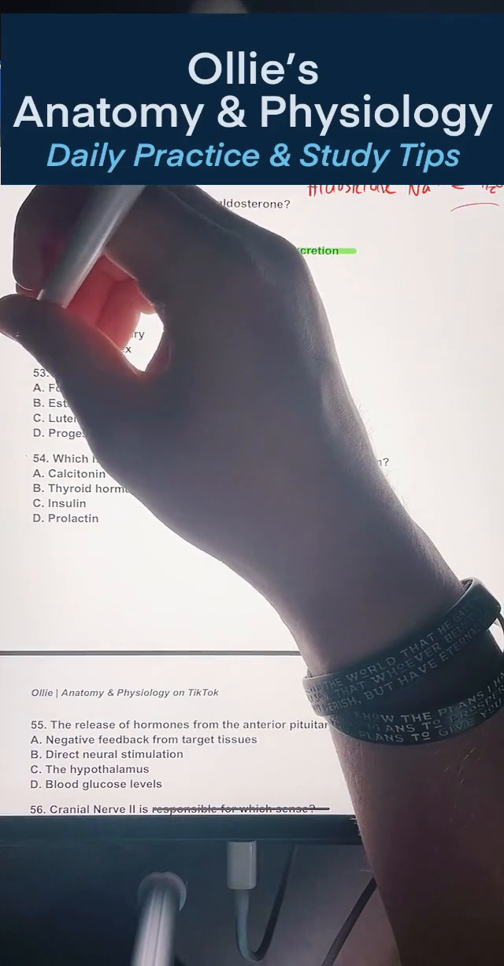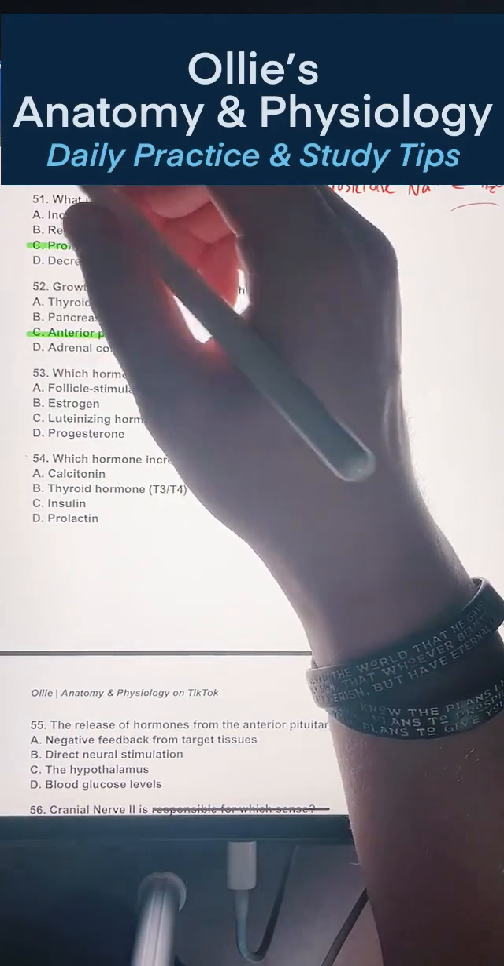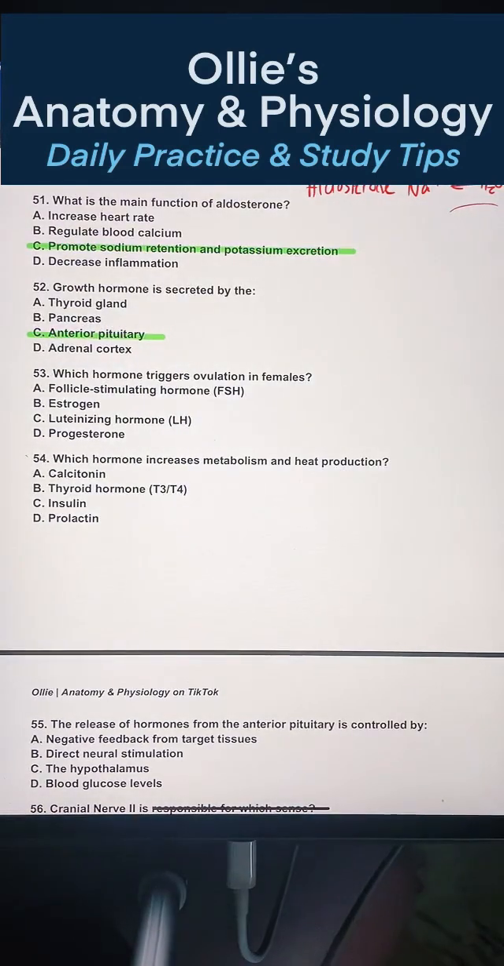Number 52 is C. It is the anterior pituitary. The anterior pituitary gland is going to secrete growth hormone.